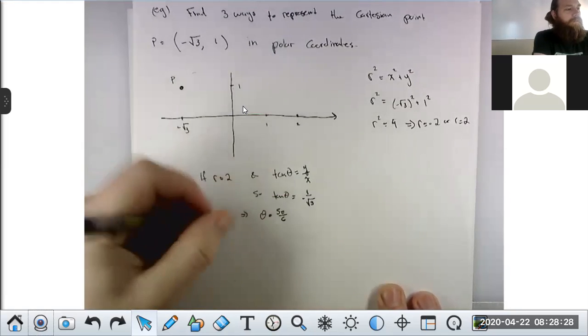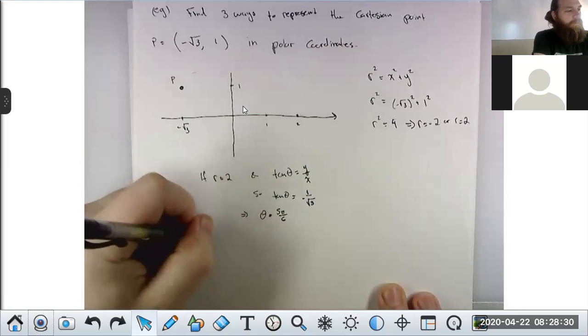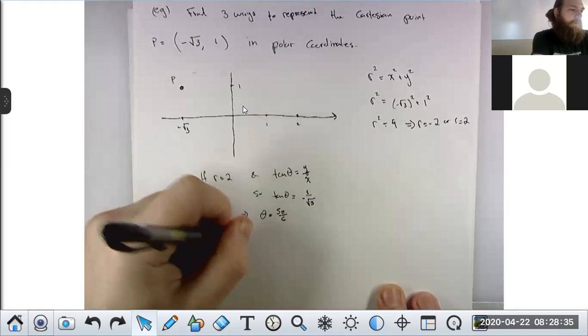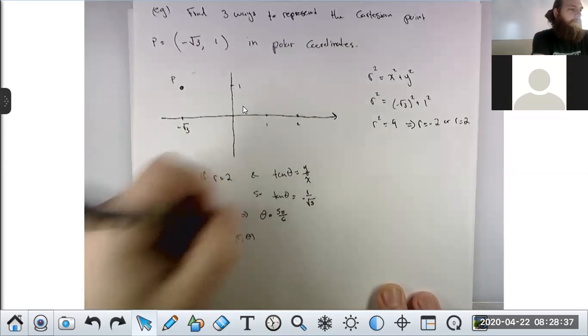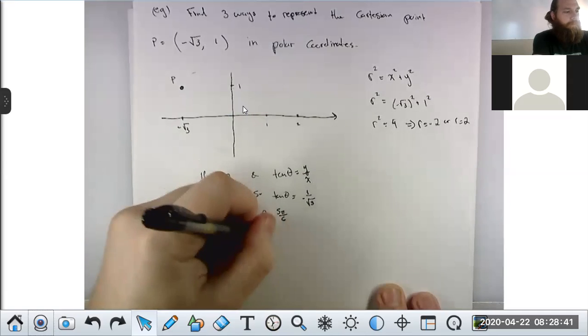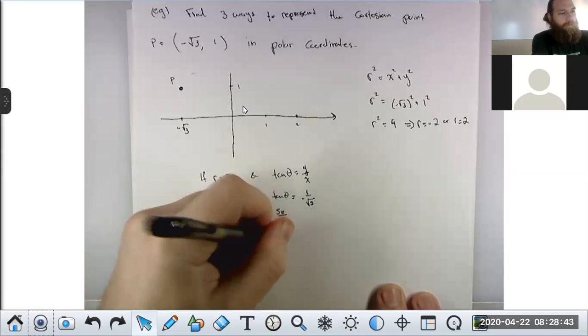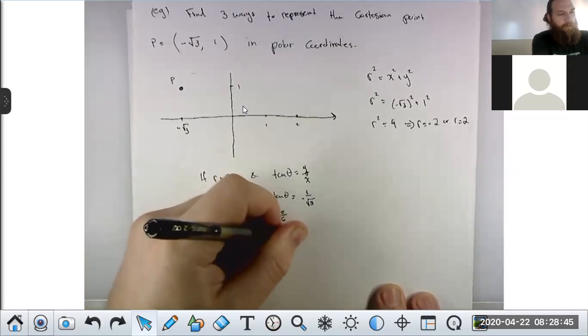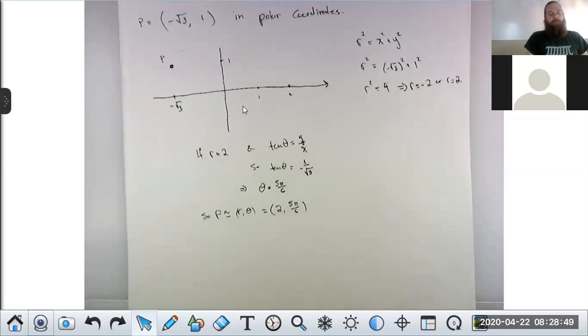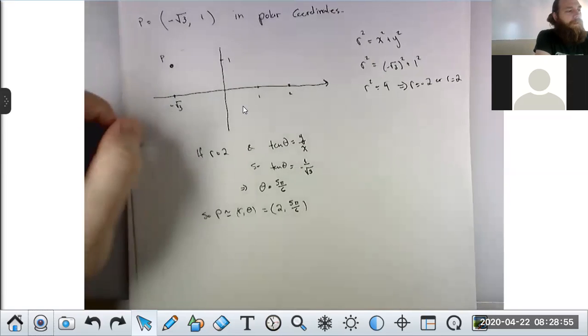So one set of polar coordinates that works, the point P is represented by the polar coordinates r, theta, where r is 2 and theta is 5 pi over 6. And this is the most natural representation of that point because this is the one that has r positive and also has theta between 0 and 2 pi.